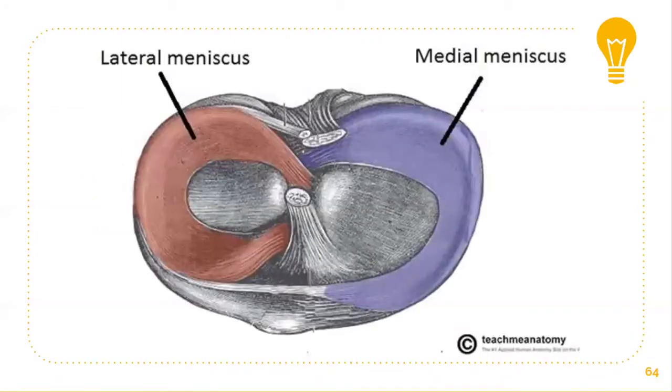Meniscus is a C-shaped structure. You can see the medial meniscus is C-shaped and the lateral meniscus is a nearly O-shaped structure. It is resting on the upper end of the tibia and is attached to the tibia. This meniscus is of the right knee joint. This is ACL and this one is PCL. Here you can see the tibial tuberosity.